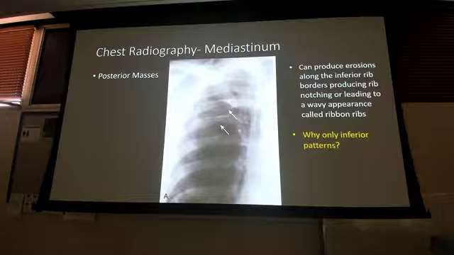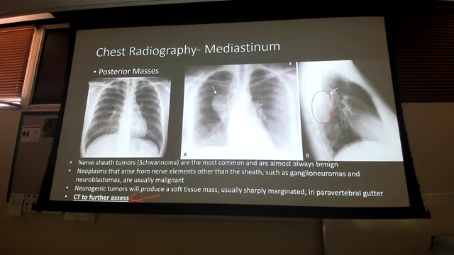Yeah? So for the other masses that were on the spine, why were they lighter versus darker on this one? Say that again. Okay, so that's radio opaque. Yeah, so why would they not be radio opaque on the ribs then too? Oh, that's a good question. I don't know that answer, right?